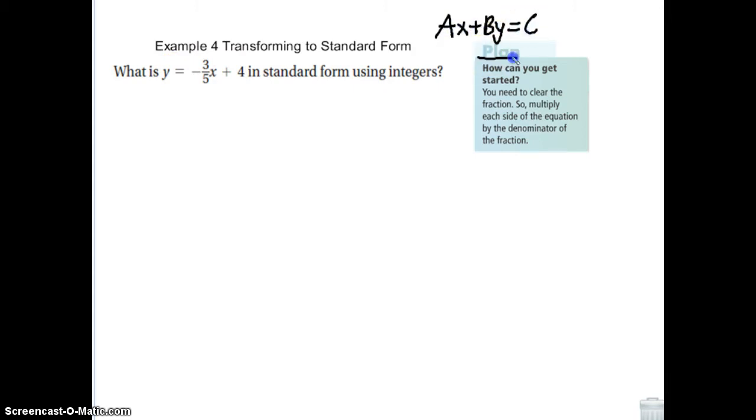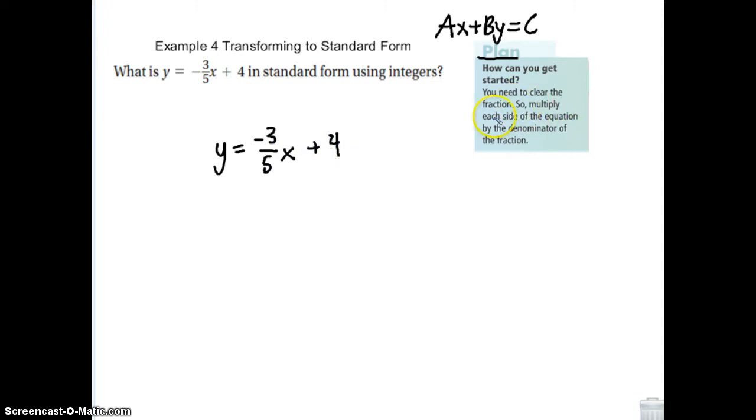Now if you read this plan that I gave you, it says how can you get started? You need to clear the fraction, because some of you say, oh, I'm just going to add 3/5 to both sides, and I'll just get 3/5 x plus y equals 4. Oh, there it is. But remember, we have to have integers, which means we have to have whole numbers that are negative or positive. So I'm going to take the equation that I was given and rewrite it.